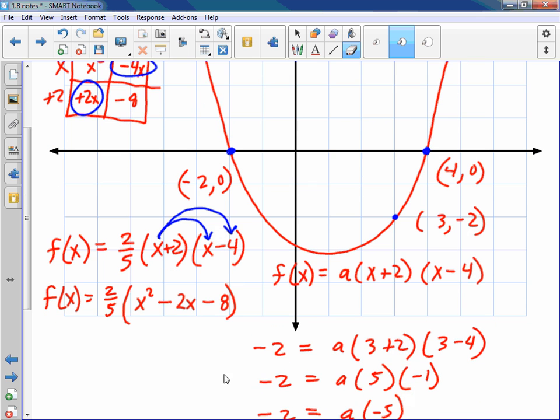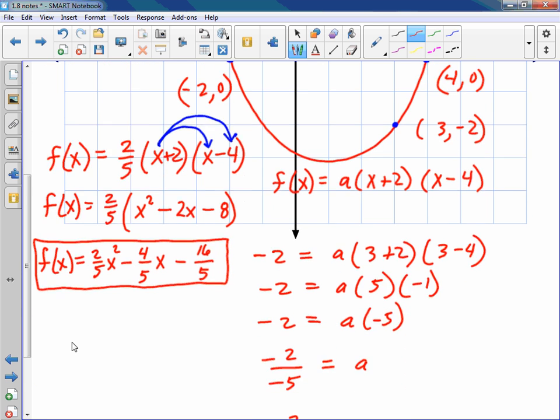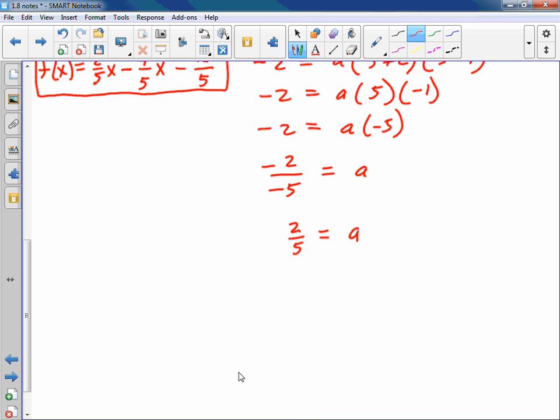Now we should finish this off by distributing, and we can say f of x equals 2/5 x, oh, x squared, I lost it. Glad you caught me there. Minus 4/5 x minus 16/5. That little 5 kind of got lost down there. I'm going to fix it. Beautiful. And then, as always, let's graph that just to check and make sure it looks kind of like that.